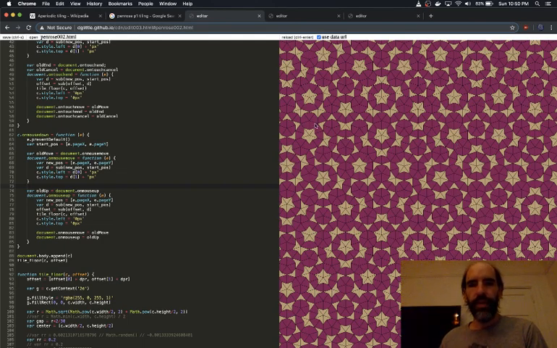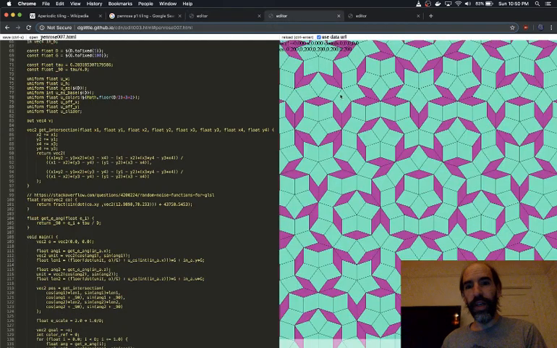I discovered graphics cards. I knew they existed, but I re-implemented it in WebGL in a shader, and it goes much faster. But this particular set of tilings with these two shapes aren't in the WebGL thing.